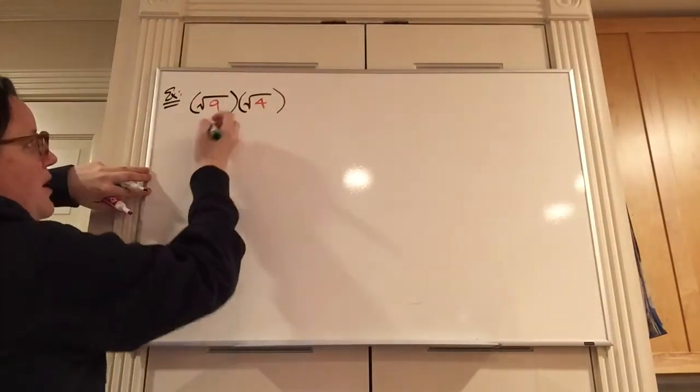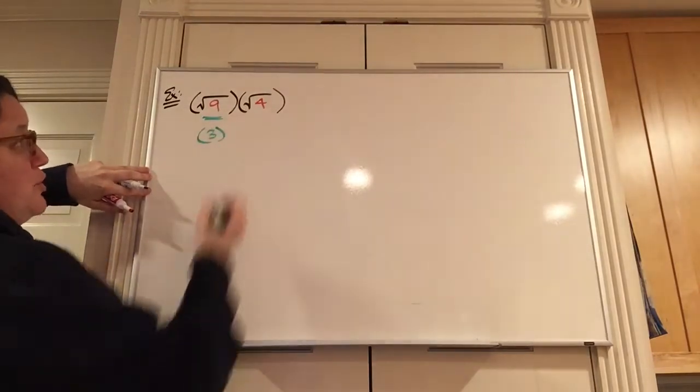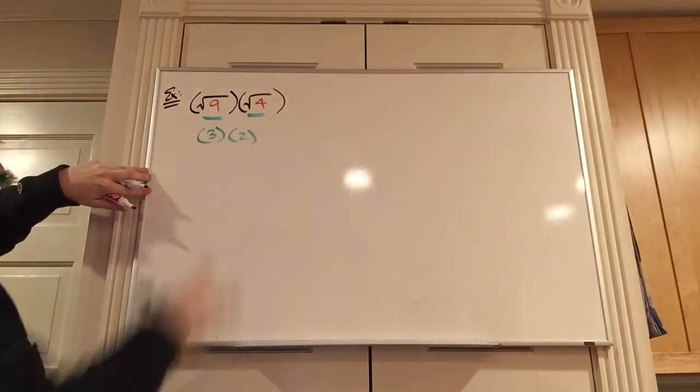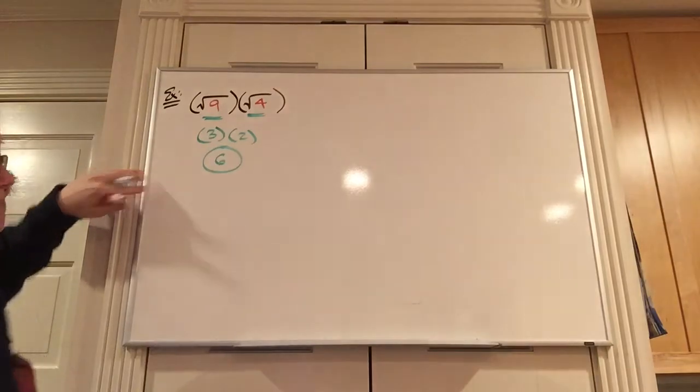For this one, I actually know the square root of 9. The number that multiplies by itself to give me 9 is 3. I actually also know the square root of 4. The number that multiplies by itself to give me 4 is 2. So one thing I can do is take the square roots first and then multiply. 3 times 2 makes 6.